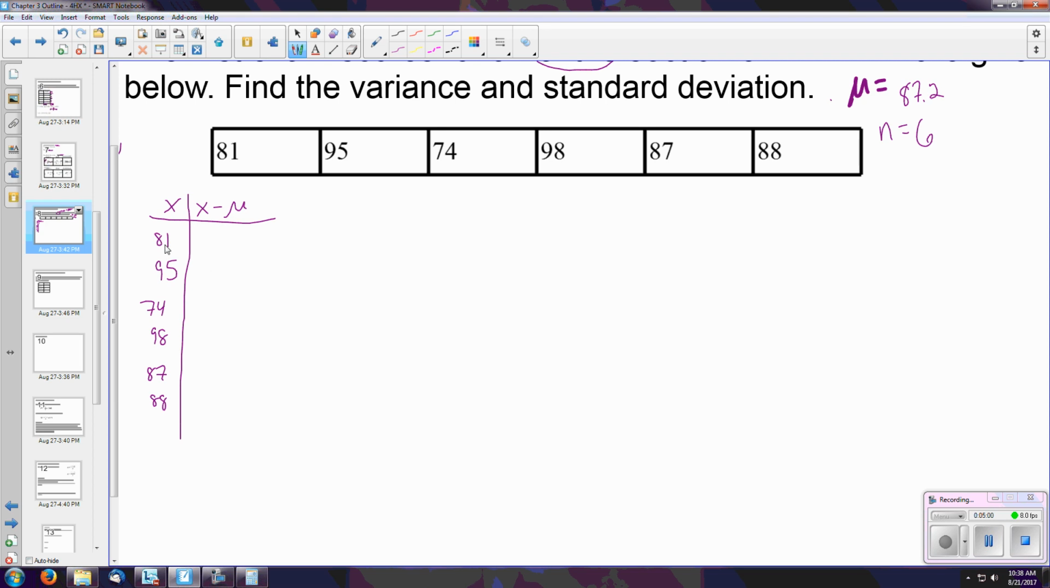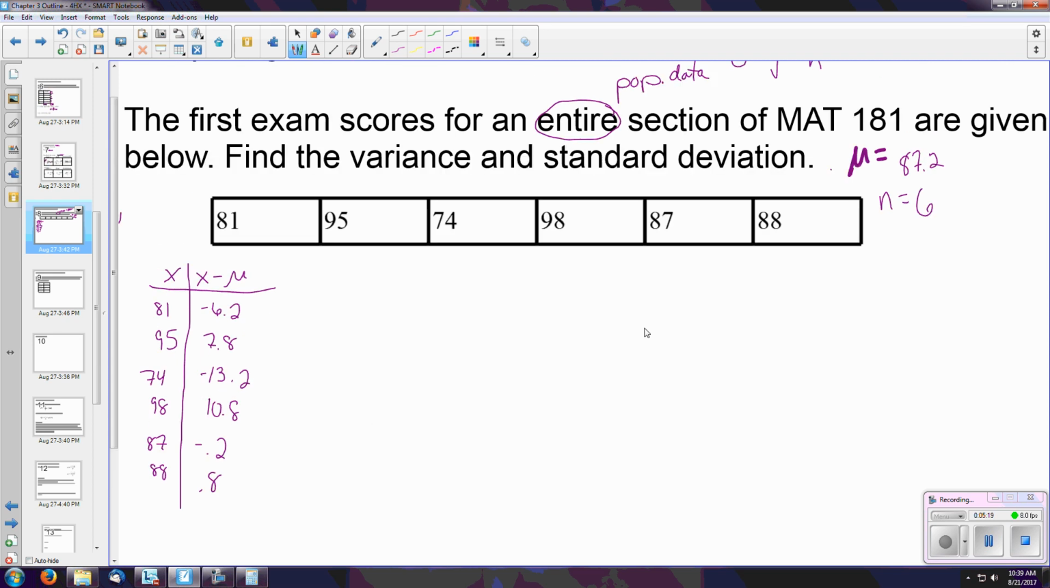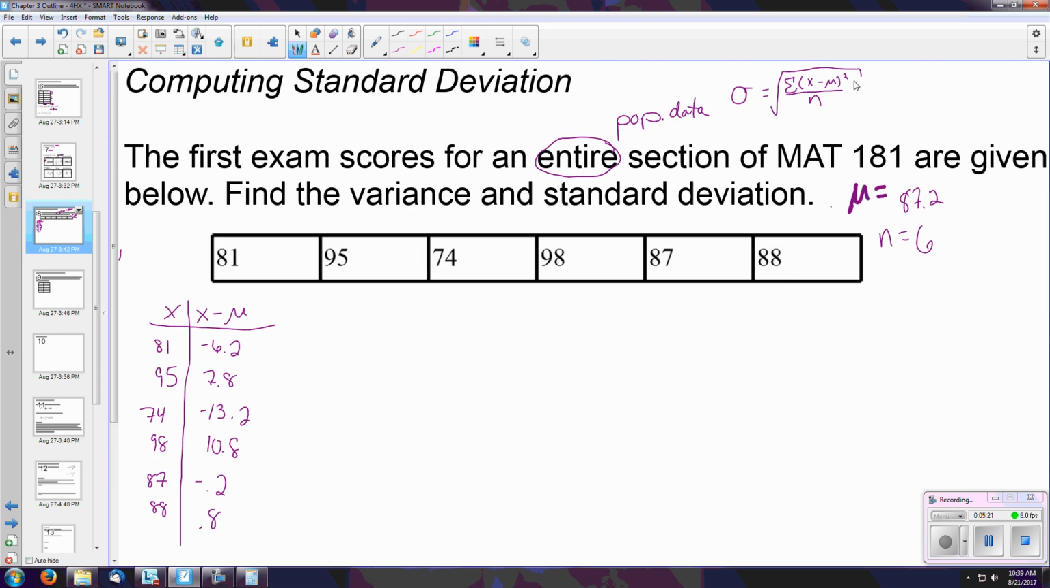So take a moment. We have 81 minus 87.2 is negative 6.2. 95 minus that is 7.8. Then we have negative 13.2, 10.8, negative 0.2, and last but not least 0.8. So this right here takes care of inside the parentheses. After parentheses, we do our exponents next.